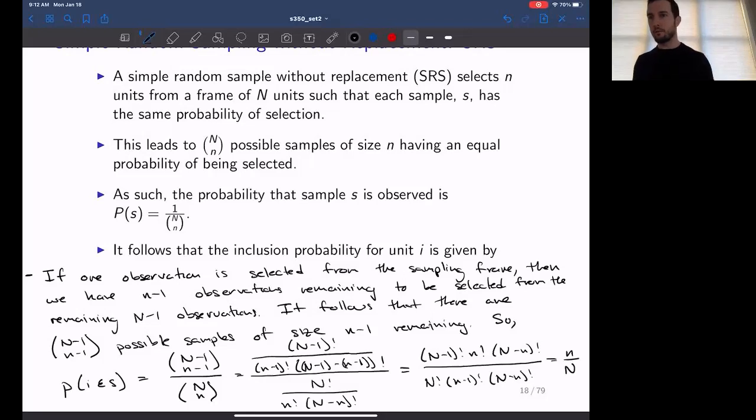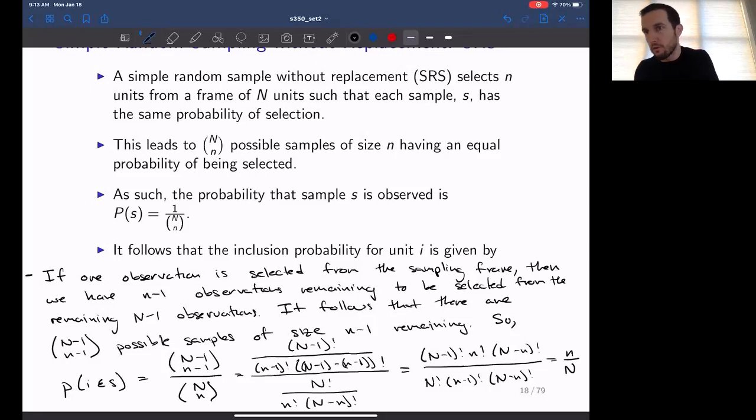So for a simple random sample without replacement, every single possible sample of size little n from a frame with capital N units has a probability of 1 over capital N choose little n of being selected. So 1 over capital N choose little n is the probability of observing each sample when using SRS. The derivation below is an illustration of how we can derive the inclusion probability for the individual unit in the sample.